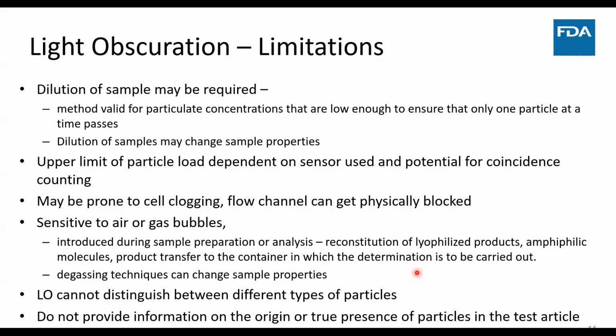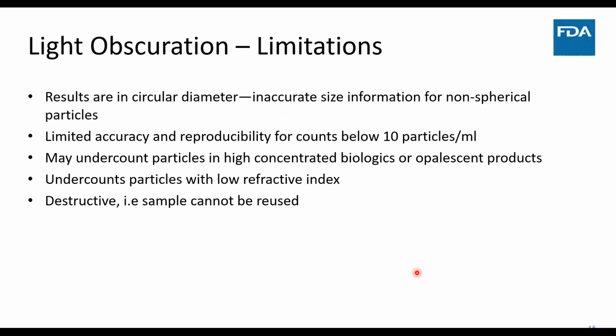Unfortunately, light obscuration cannot distinguish between different types of particles. In our earlier slides, I mentioned the importance of knowing what particle we are counting, right? If you want to control the presence of these particles in a drug product, it is not enough to just count them; we should be able to know what particle it is and distinguish between the different types of particles in our product. Unfortunately, light obscuration does not provide information on the origin or true identity of the particles we are testing for. The results are reported as circular diameter.